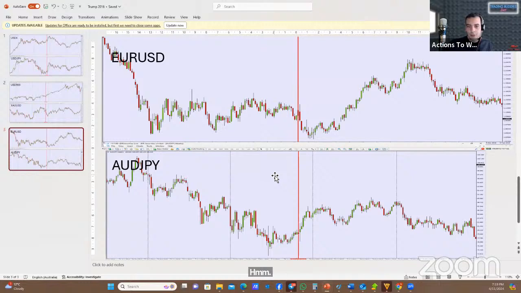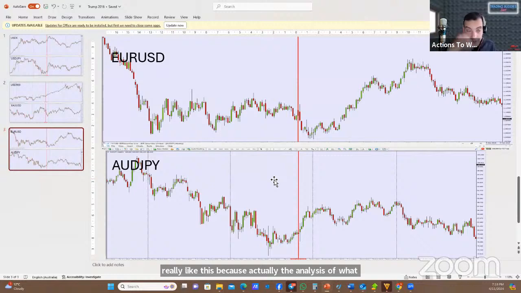I found that interesting. Yeah, that is really interesting, and I really like this because the analysis of what happened at a point in time is really how we get things moving forward. Well, as chartists, that's our business, right? Exactly. And I was going to bring that to COT data actually, because I've seen some really fascinating things on COT data this week.